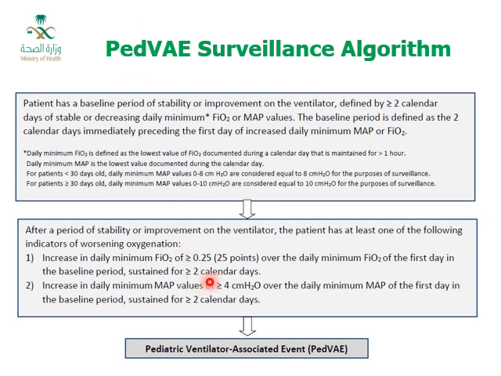We have another difference in pediatric VAE from the adult VAE: worsening in FiO2 means an increase by at least 25%. It was 20% in adult VAE. Here in pediatric VAE, it requires an increase of 25% or more that is sustained for 2 days. Also, for the daily minimum MAP, it requires an increase in this value of 4 or more centimeters H2O to see this as worsening in oxygenation, sustained for 2 days after 2 days of stability or improvement.